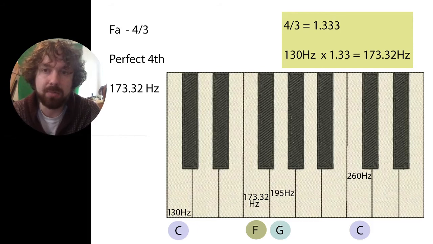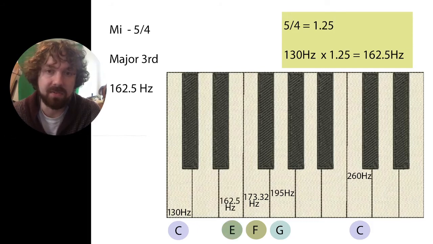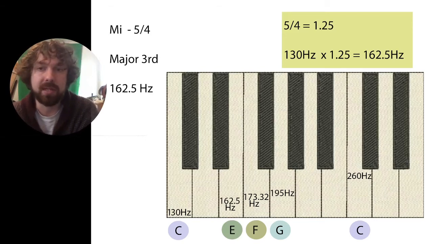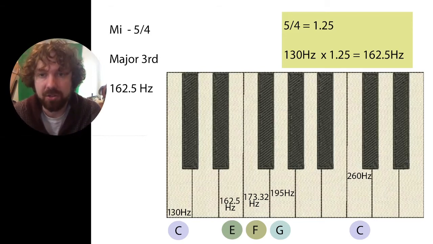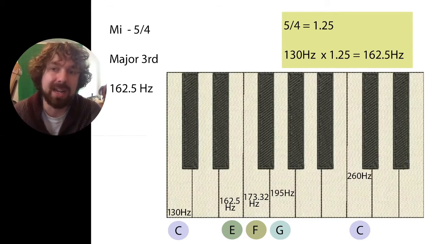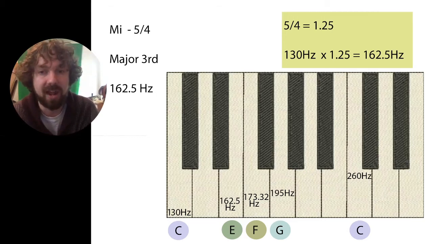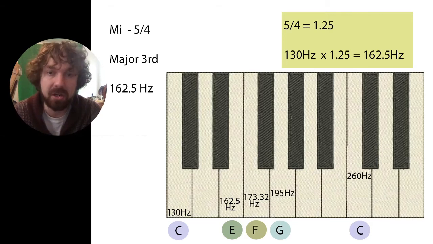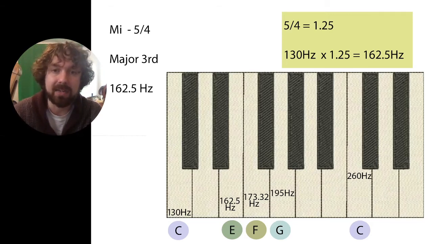The next most simple fraction is 5-to-4. Now 5 divided by 4 equals 1.25, so we're going to take 130 hertz, multiply it by 1.25, and we're going to get 162.5 hertz, and this is the major third, and that's the letter E.